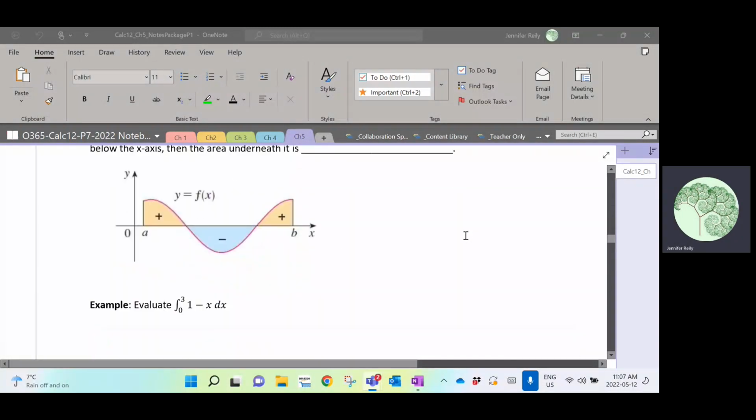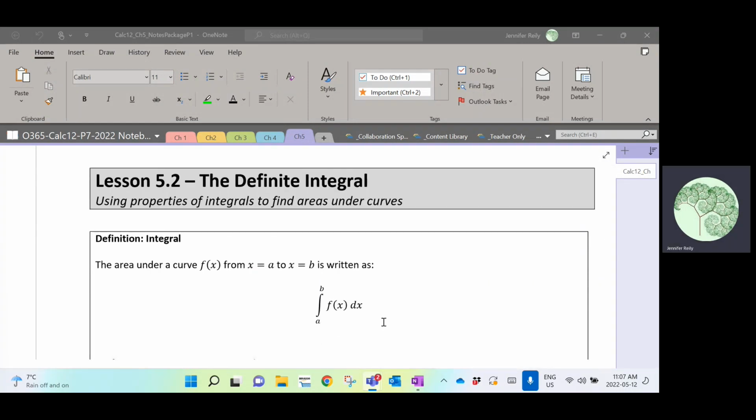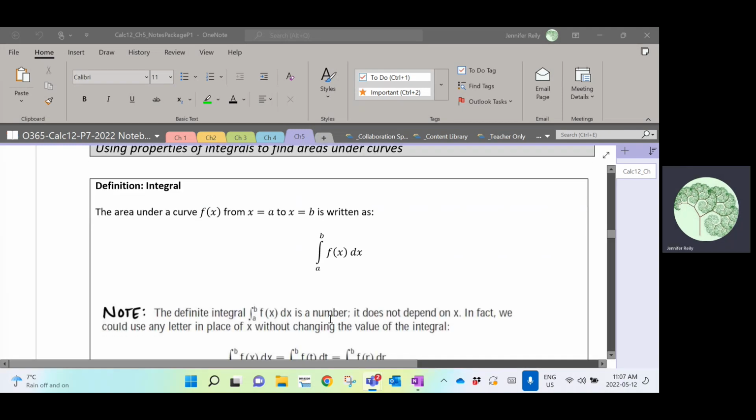Hello, everyone. We are doing lesson 5.2, the definite integral. And we are using properties of integrals to find areas under curves today. Okay, so we'll start with some notation.